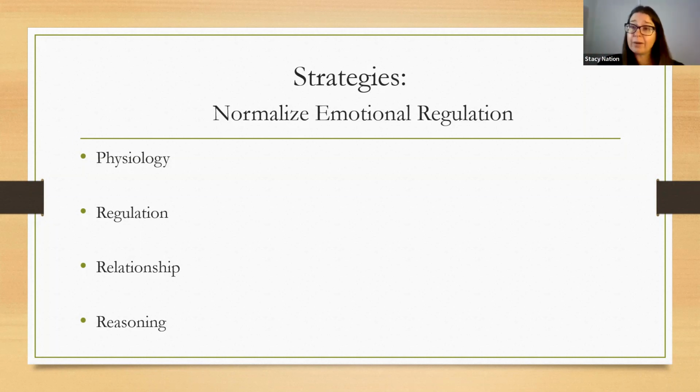Then we start talking about relationship. That's an important piece. How do we build relationship? If we start talking to kids about emotional regulation, what they're going to start talking about is, hey, you look dysregulated.